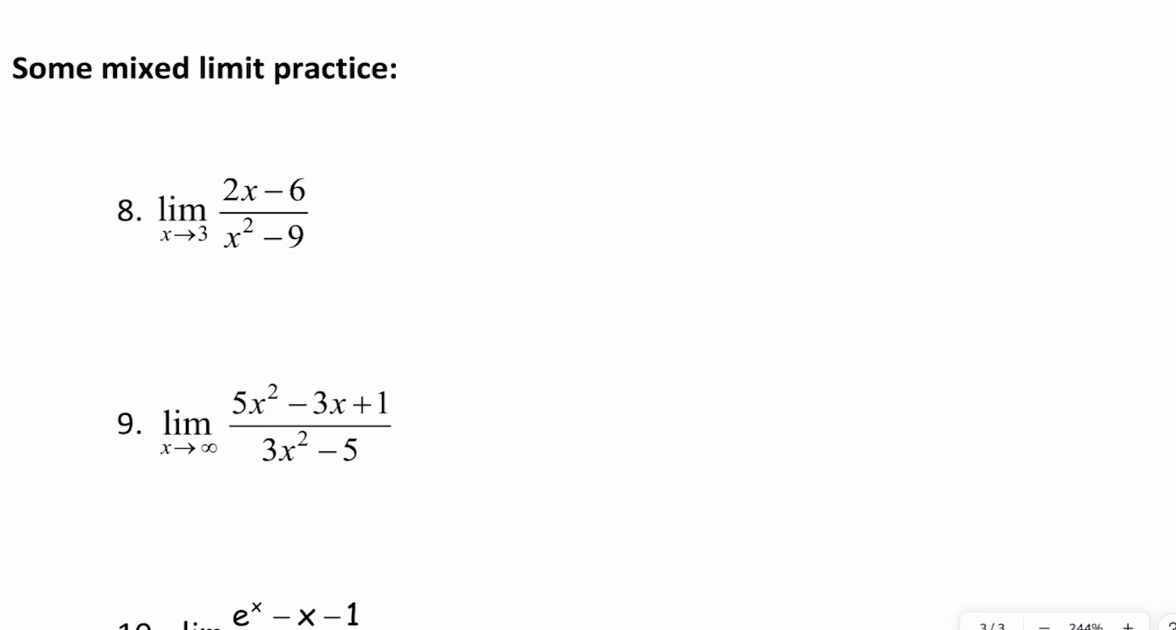All right, so we'll just do a little bit of practice here. As we go through these practice problems, you always want to start with direct substitution if you can. And if it doesn't work, decide, is this an indeterminate form or not?